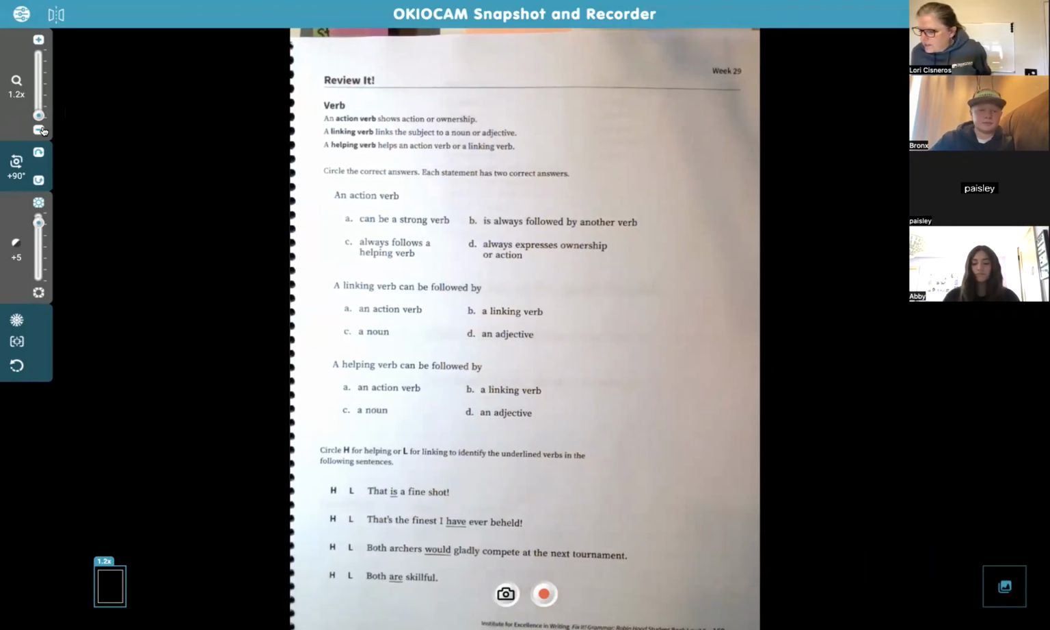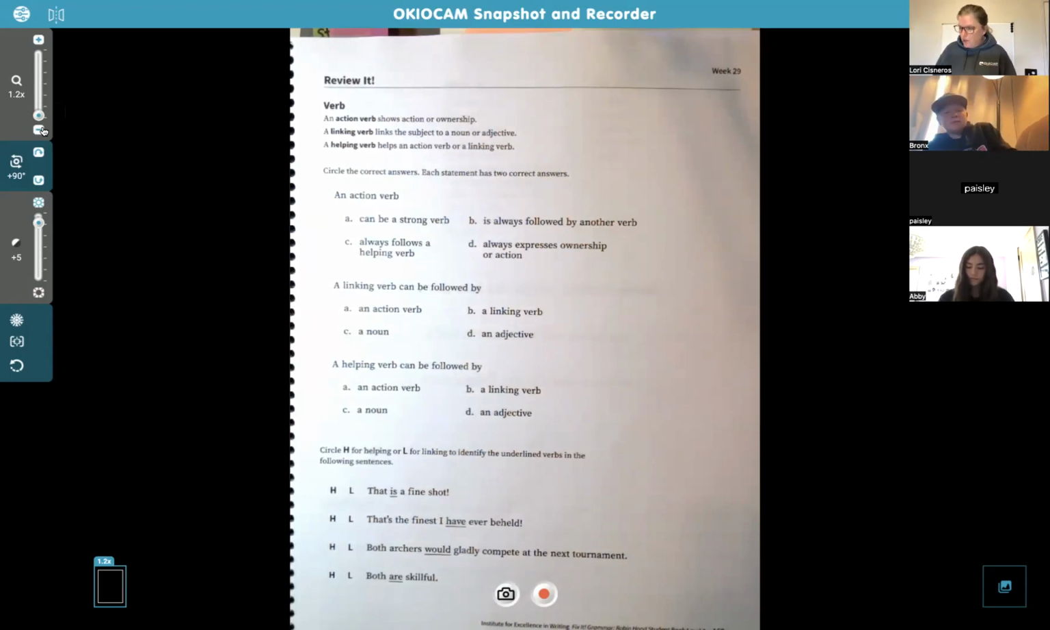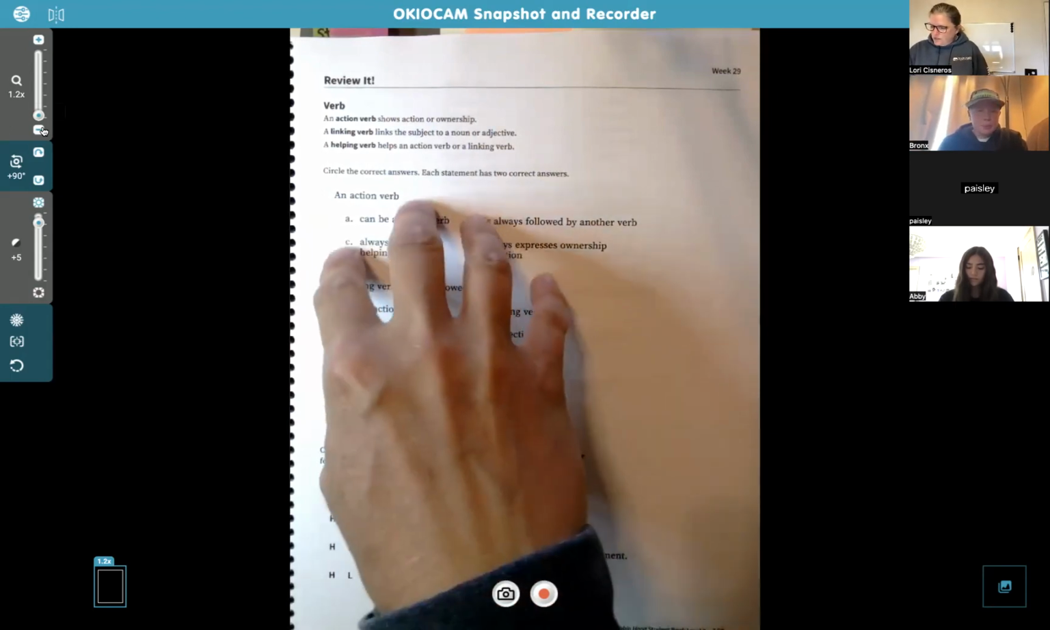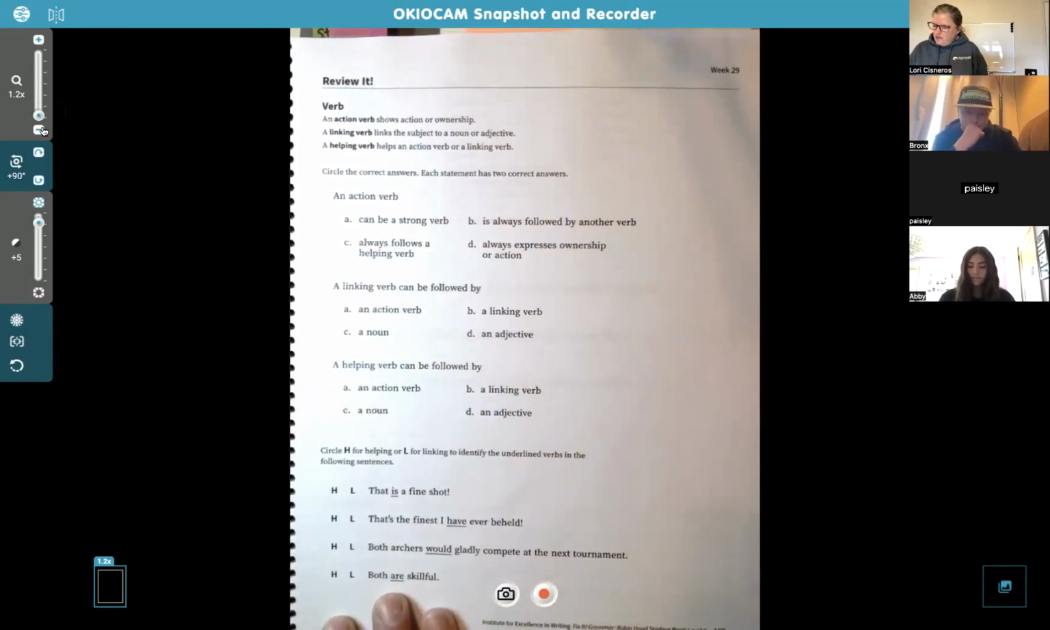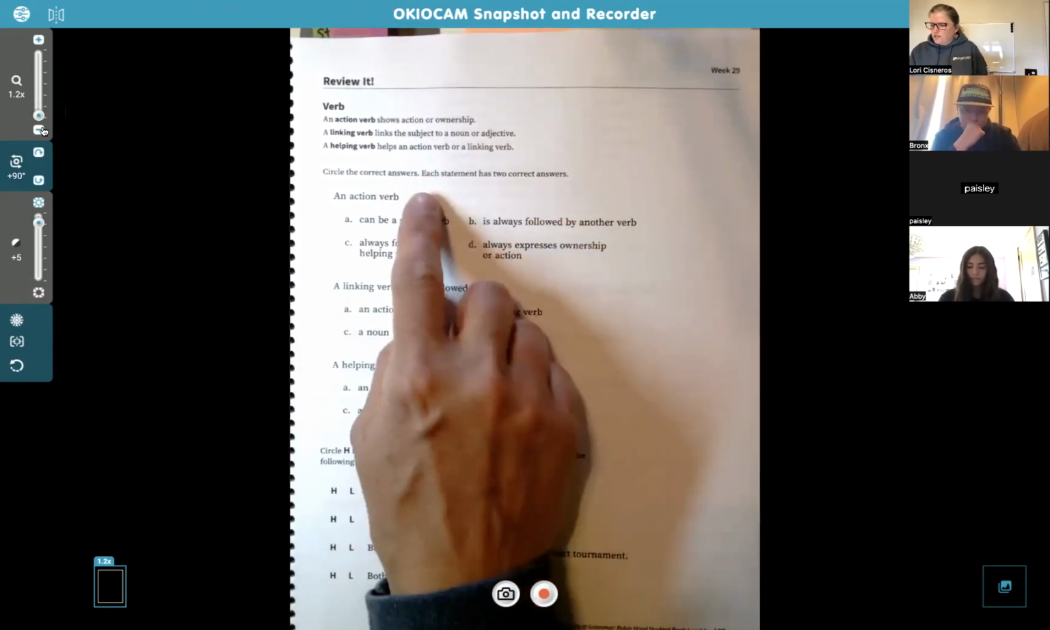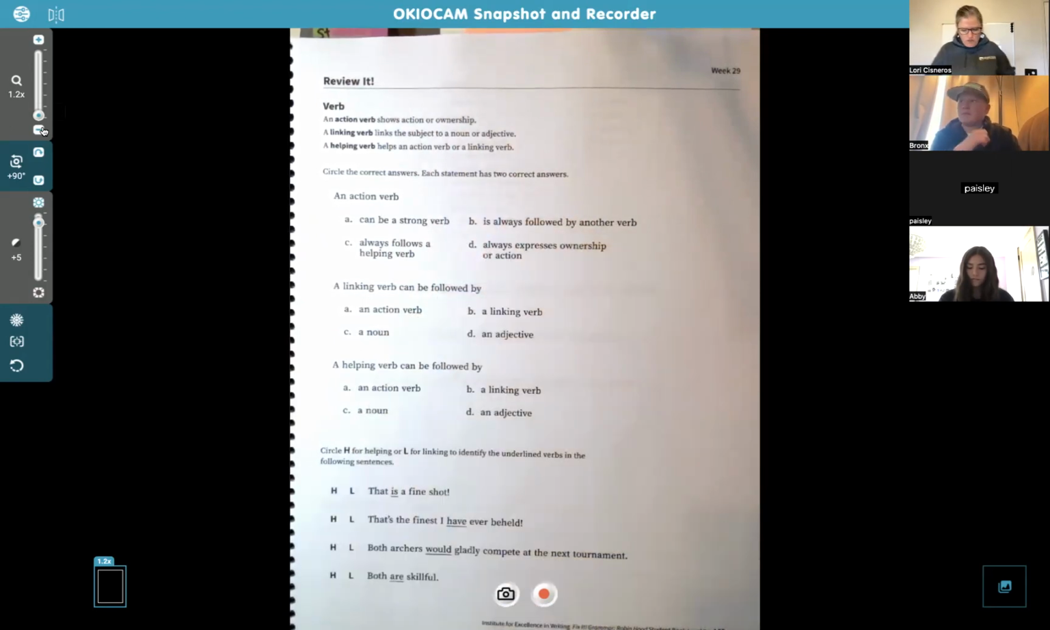Okay, so we're reviewing today, talking about the verb, and there are different types of verbs. We've already talked about this a lot, actually. An action verb obviously shows action or ownership. A linking verb links the subject to a noun or adjective, and then a helping verb helps an action verb or a linking verb. There's different types, and they're all listed here. You're just going to circle the correct answer. It says each statement has 2 correct answers, so you're going to circle 2 answers.